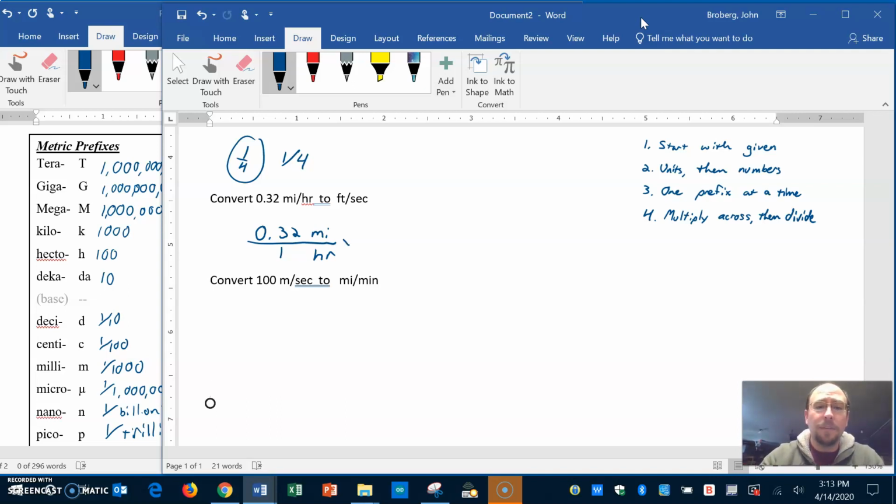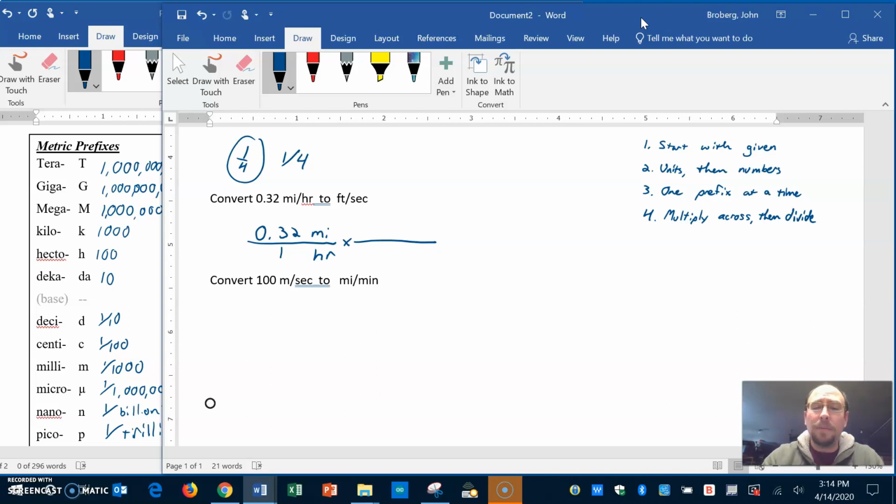Then we're going to convert that. We're going to do a multiply sign and a line. There's going to be numbers and units that go in here. Units go first, then numbers. The units that go in here, I only want to deal with one of these units at a time. I have miles and hours, and I'm going to only deal with miles to begin with. I'll have to come back and deal with hours later. I can't do both at the same time.